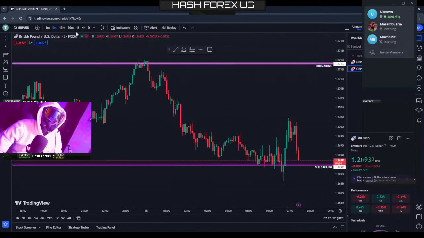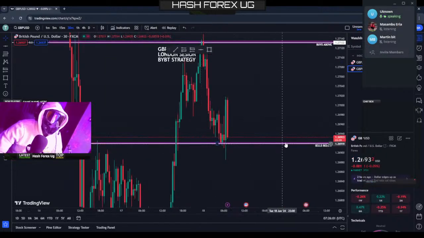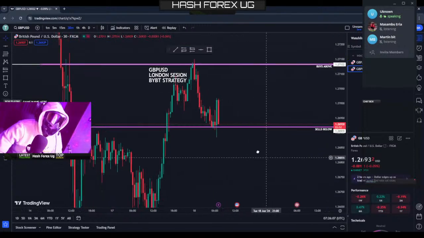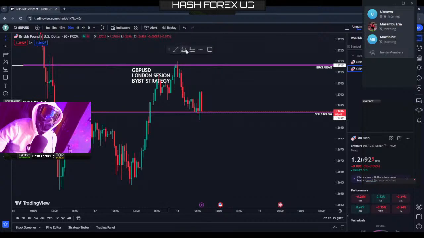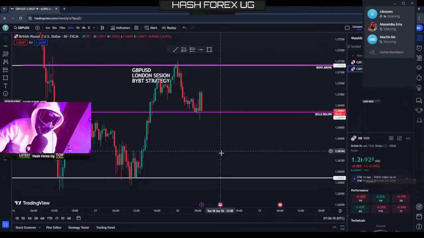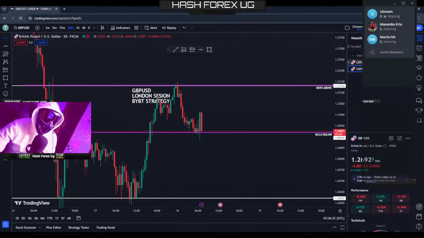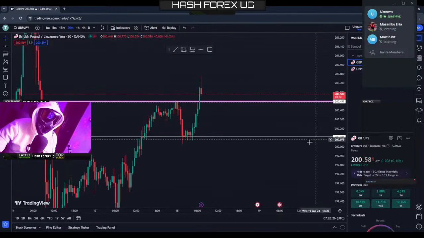So you're waiting for the sells below this zone here, and then the buys would be above that zone. So that's what we are going to be waiting for. Then we enter full margin.